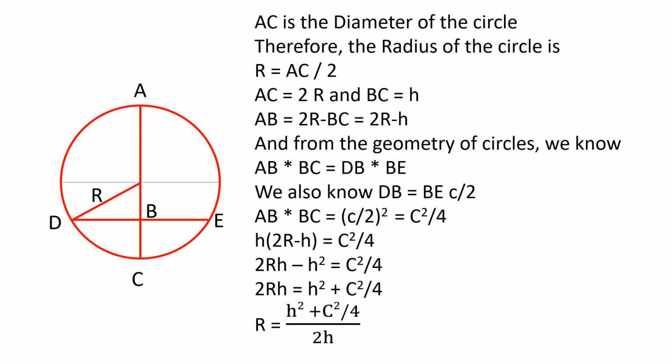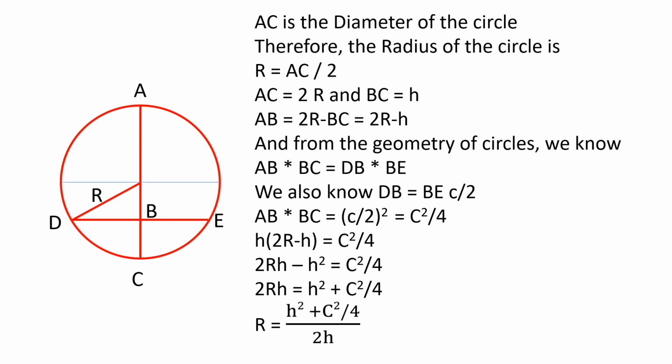Or AC minus BC, which is equal to 8. So AB equals 2R minus 8. R is equal to AC divided by 2, or AC is equal to 2R. And BC, which represents h. AB is then equal to 2R minus BC, or 2R minus h. We know AB multiplied with BC equals DB multiplied with BE. We also know DB equals BE equals half of C. Therefore AB multiplied with BC is equal to square of C divided by square of 2, or square of C divided by 4.